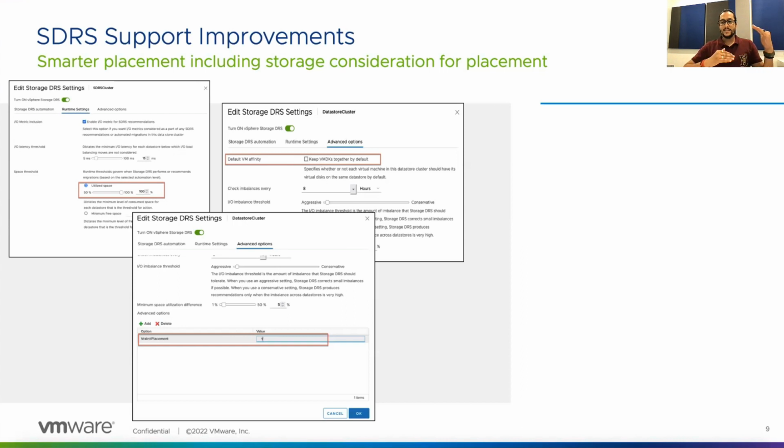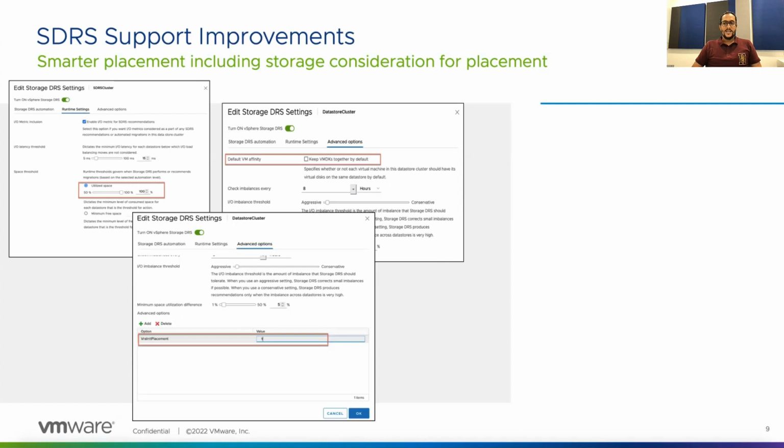Second, very important: uncheck 'keep VMDKs together by default'. That will help balance a single VM's multiple disks across multiple data stores, so it will do proper scheduling of the storage space. And the third one, one of the cool things they've introduced, is an advanced option called vRAN initial placement. We set that to 1.